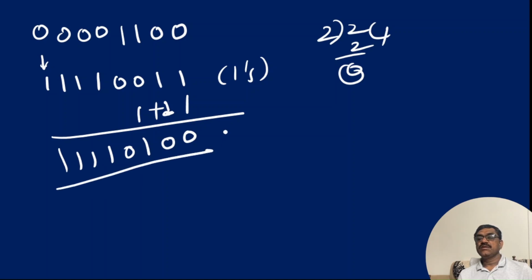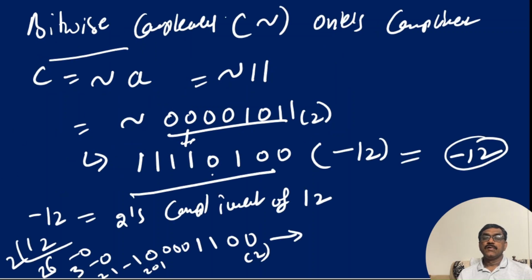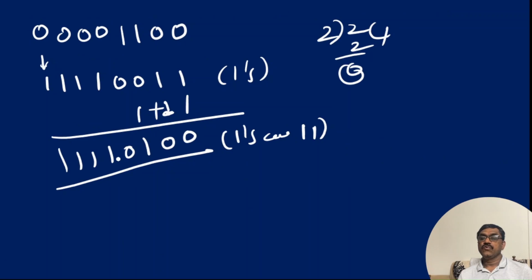So this is the equivalent of the 1's complement of 11. Just now we got 4 ones, 0 1 0 0. The same value we are getting here: 1 1 1 1 0 1 0 0. So that's why it is giving the answer minus 12. This is about bitwise complement.